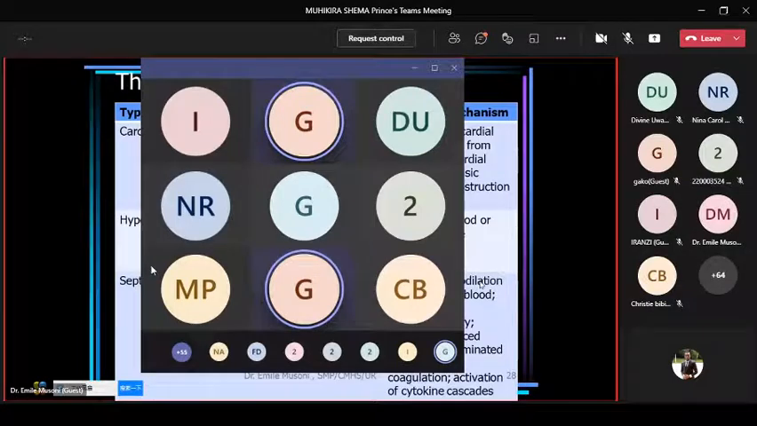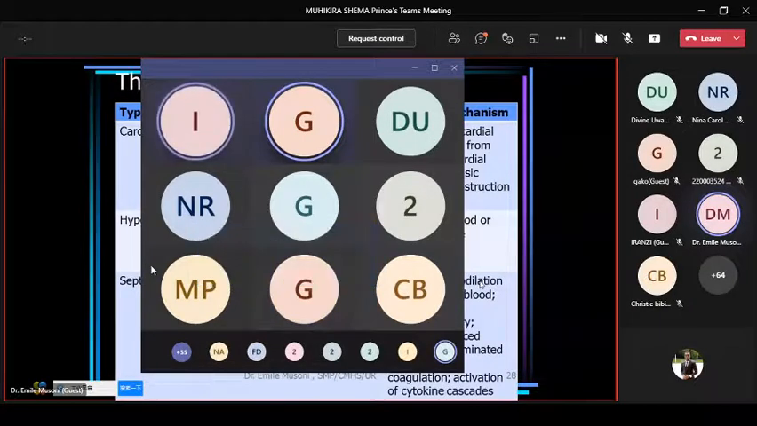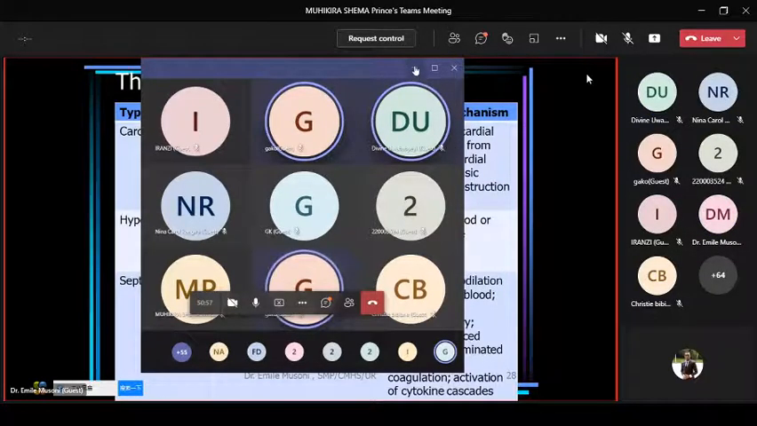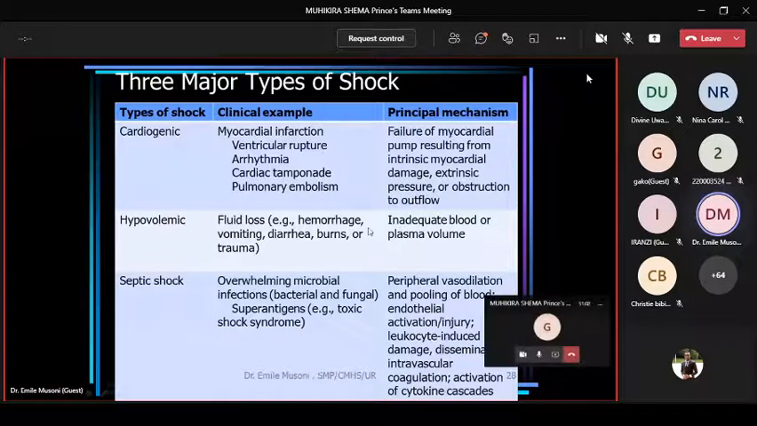Is it clear? Yes. In anemia, we measure the hemoglobin level. In the case of shock, we measure the blood volume. We are going to see the signs of shock. So this one you have seen.